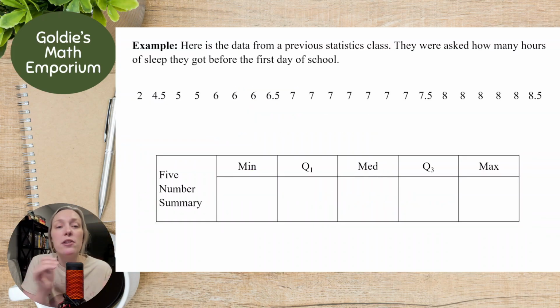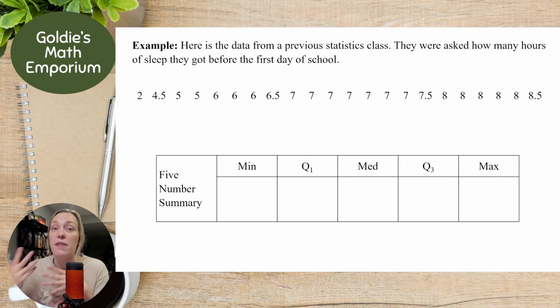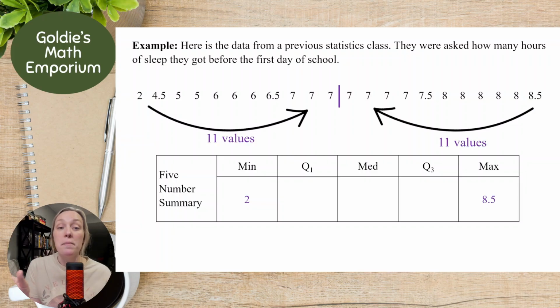Okay. So here's data from a previous statistics class. I asked them how many hours of sleep they got before the first day of school. Okay, so here's the data in order from lowest to highest, and we're going to find the 5-number summary by hand here. So of course, when the data is in order from lowest to highest, the minimum and the maximum are easy to find there. And then our median, remember we count in to find that middle value. And here, because it's an even list of numbers, the middle value is between 2 numbers, but the 2 numbers in the middle are a 7, so the median's a 7.